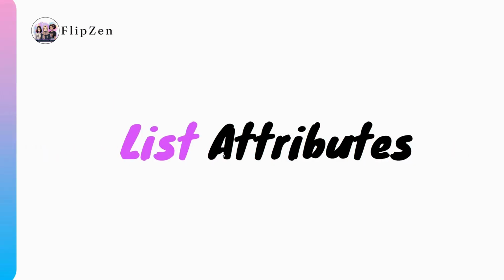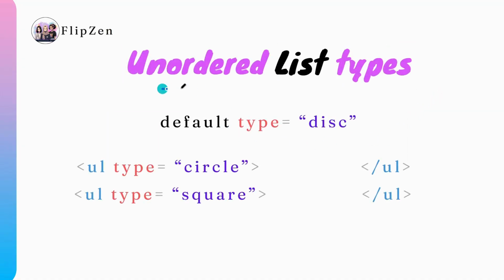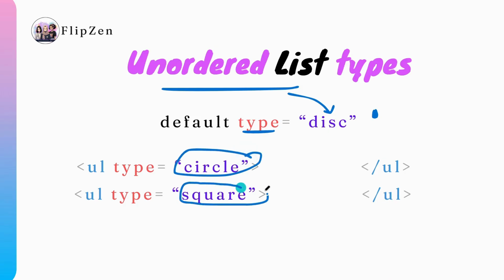As I mentioned in the day 3 session, we can customize bullet points and numbering in lists. Now, let's dive into list attributes and see how they work. By default, an unordered list displays items with disk-shaped bullet points. However, we can change the bullet style using the type attribute. The available values of type attribute are circle and square.